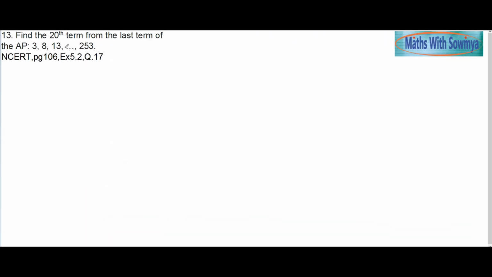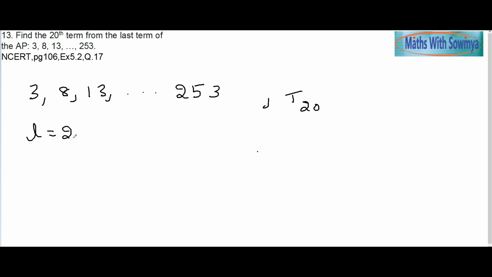In this question, we have been asked to find the 20th term from the last term. The AP is 3, 8, 13, up to 253. We have to find the 20th term from the last term. Now, what is the last term here? We take the last term, that is 253. This will act as the first term for me. D I can take from here as 8 minus 3. This will be 5. So D is 5.